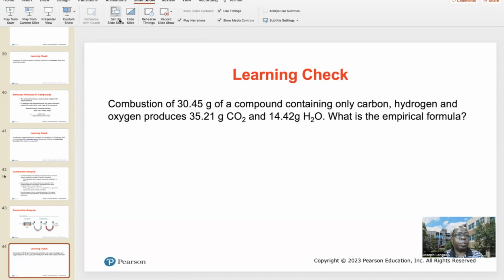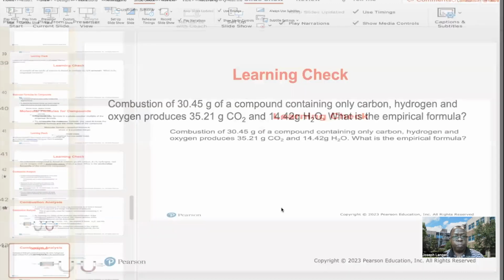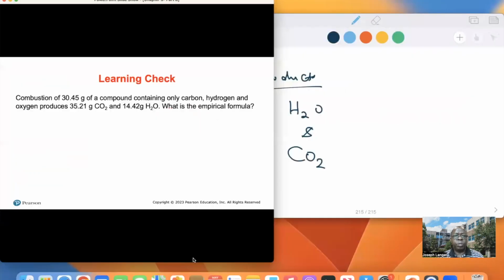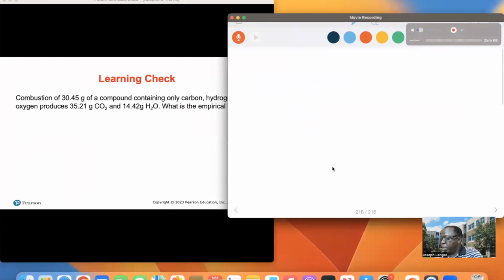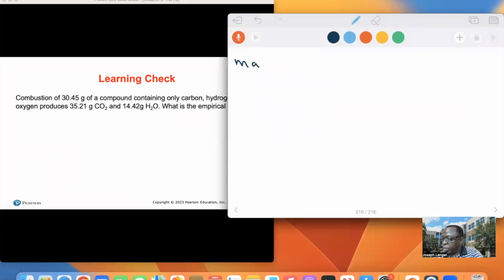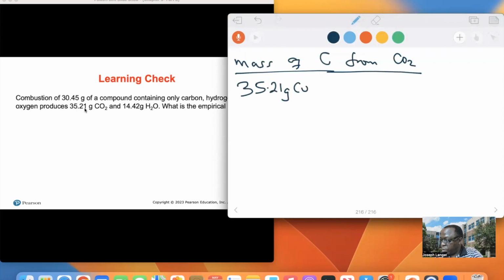Let's see, sure to set up so that we can look at how to determine the empirical formula. All right. So at the outset, we need to know the mass of carbon from CO2, from carbon dioxide. We know the mass of CO2. It's going to be 35.1 grams of CO2. We use the molar mass of CO2, which is 44.01.